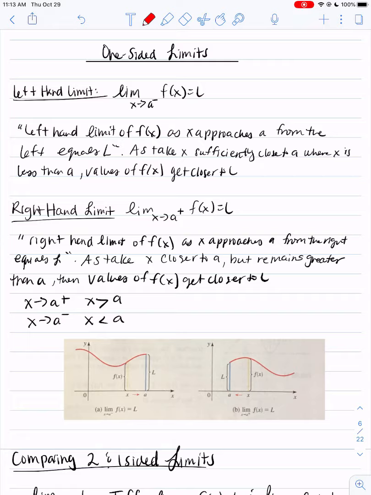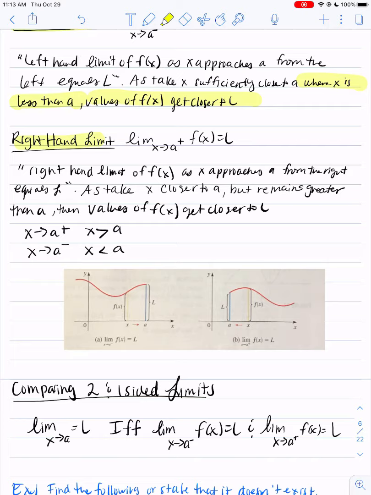So as we take x sufficiently close to a, where x is less than a, the values of f of x get closer to L. And then for our right-hand limit, we have the limit as x approaches a, and then the plus is for the right, of f of x equals L. So the right-hand limit of f of x as x approaches a from the right equals L. So as we take x closer to a, but it remains greater than a, the values of f of x get closer to L.